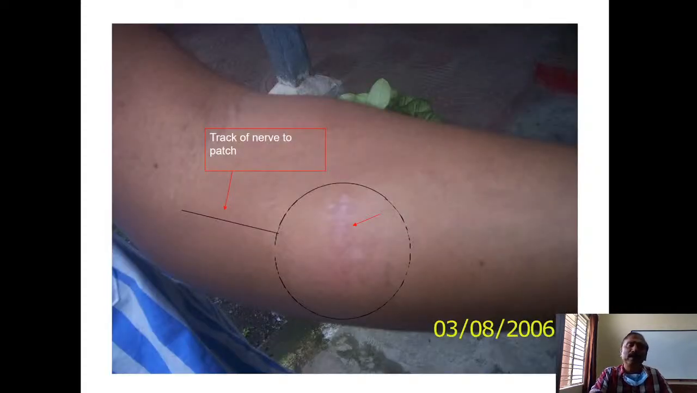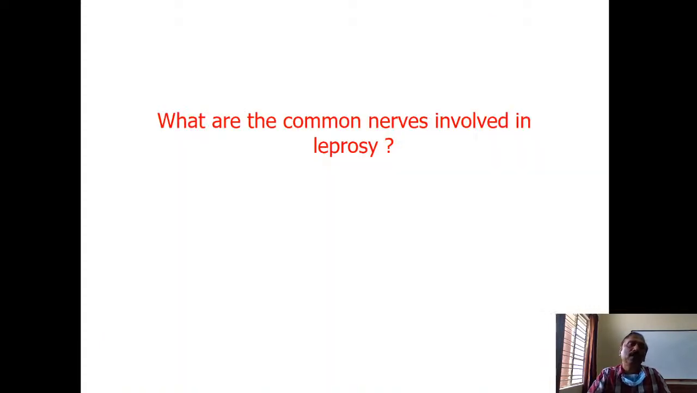So this is how we can see. You can see the track of the nerve in this particular slide. Normally, most of the time, the nerve will be proximal, so you have to look for a nerve more on the proximal portion of the patch. Now we come to another important aspect of this lecture: which are the common nerves involved in leprosy?